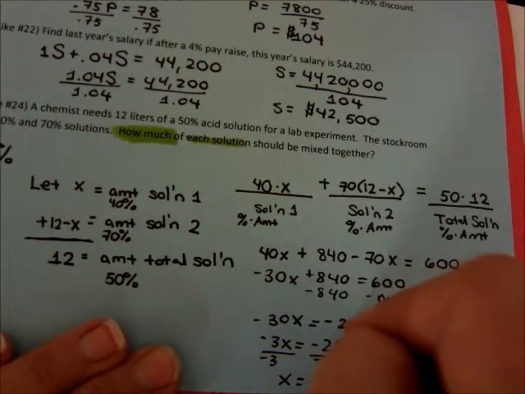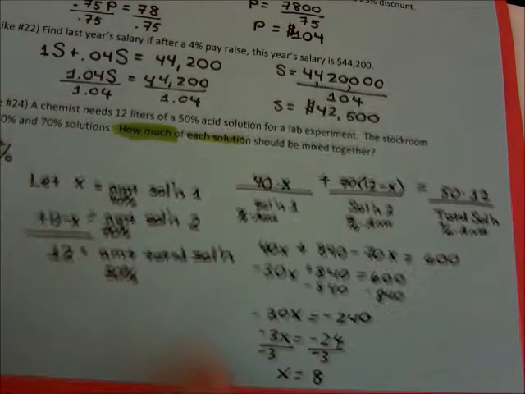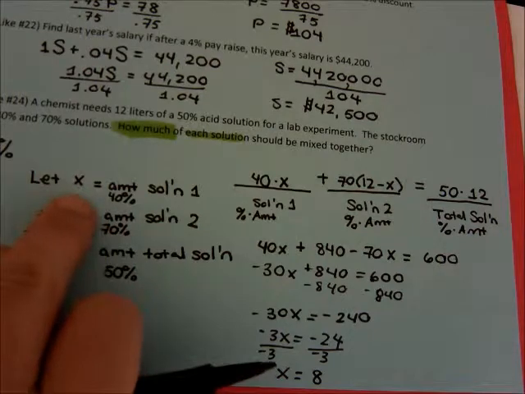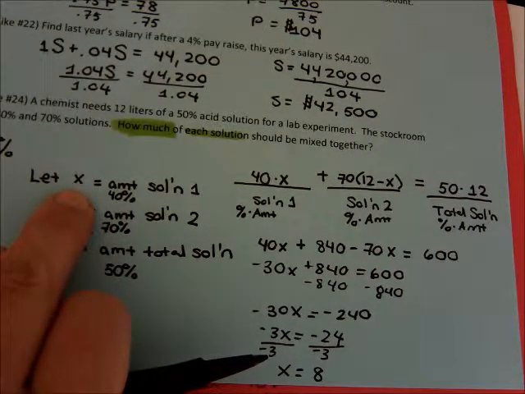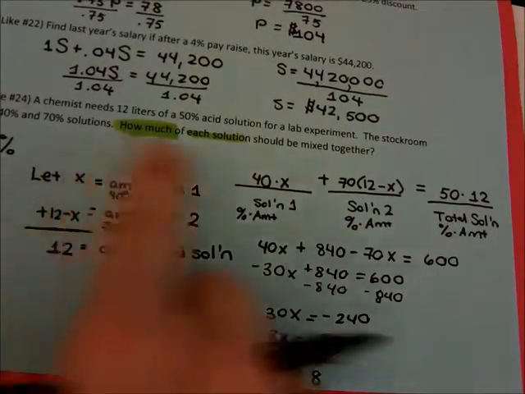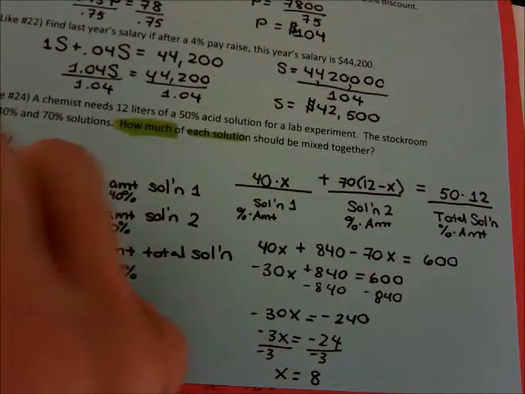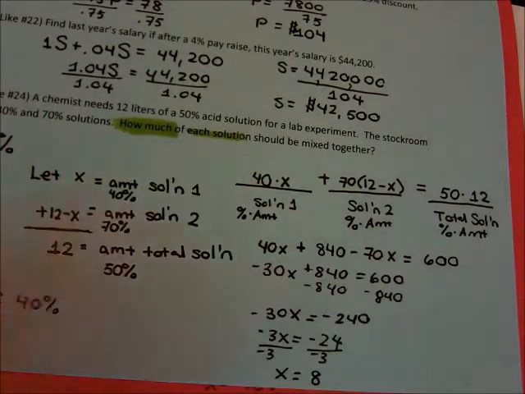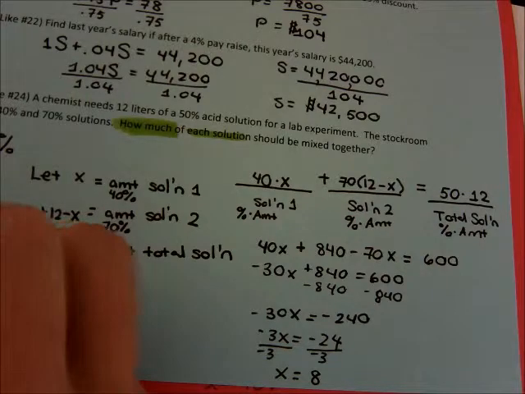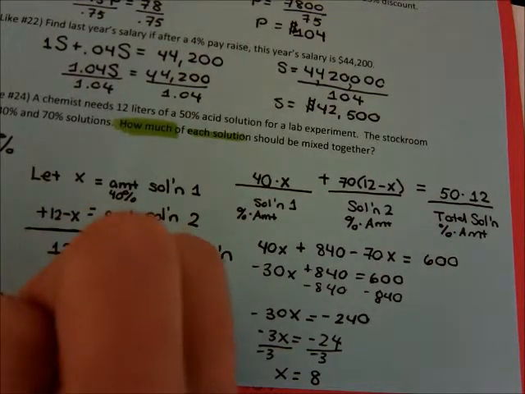8. Now here's what's important. X is an amount, so x has to be positive, because you can't have negative 8 liters. Now, the question said how much of each. So we wanted 8 liters of the 40%, and 12 minus 8 is 4 liters of the 70%.